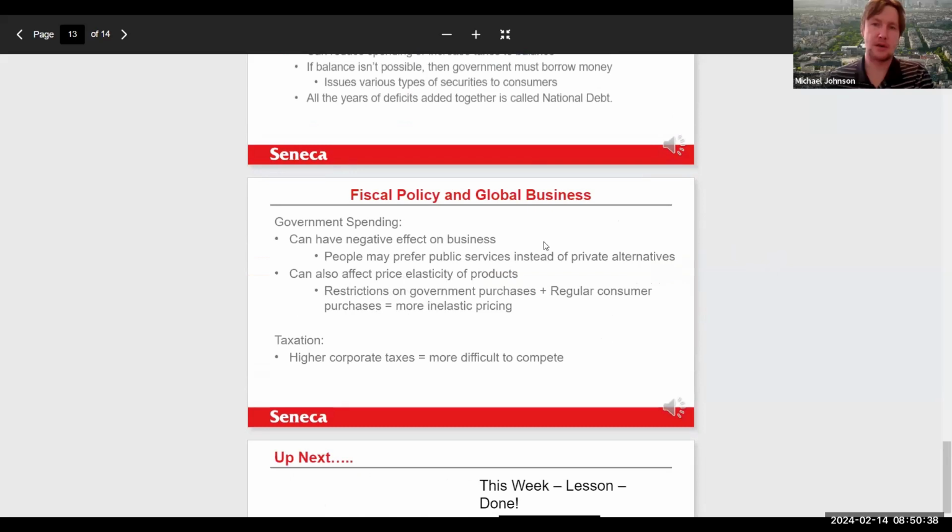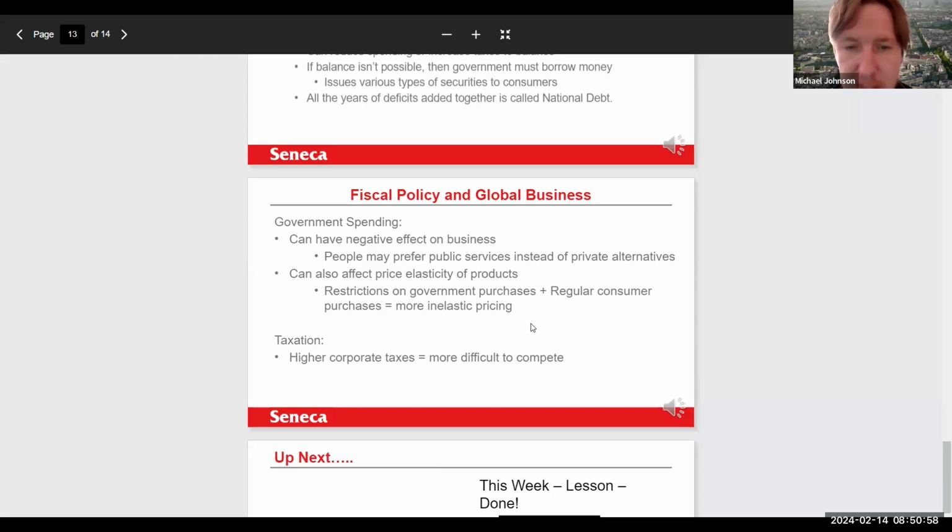Fiscal policy and global business. Government spending can have a negative effect on business. People may prefer public services instead of private alternatives. It can also affect the price elasticity of products. Restrictions on government purchases plus regular consumer purchases equals more inelastic pricing. Taxation: higher corporate taxes equals more difficulty competing.